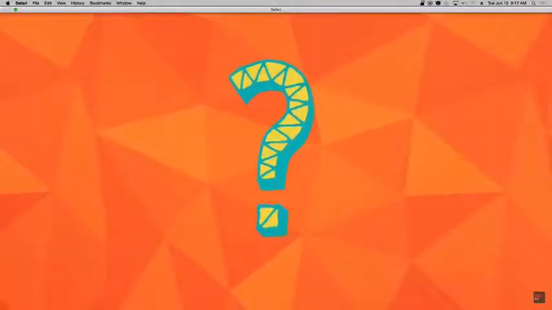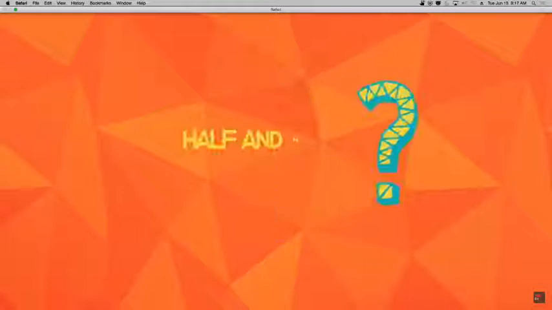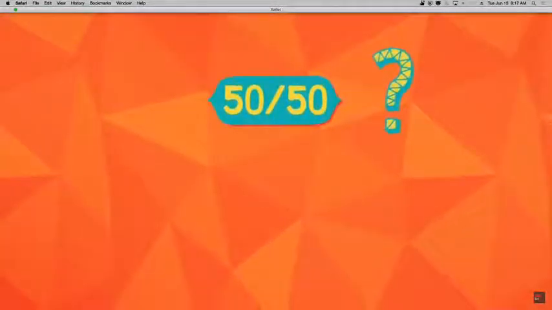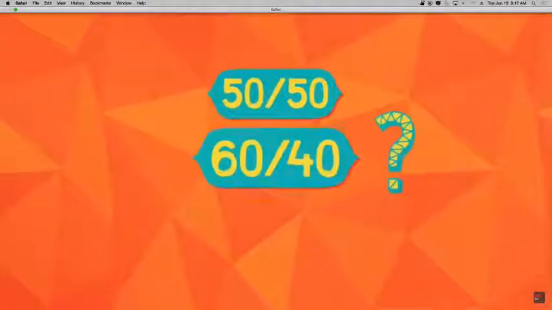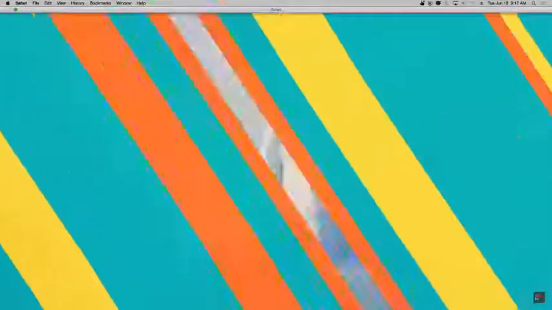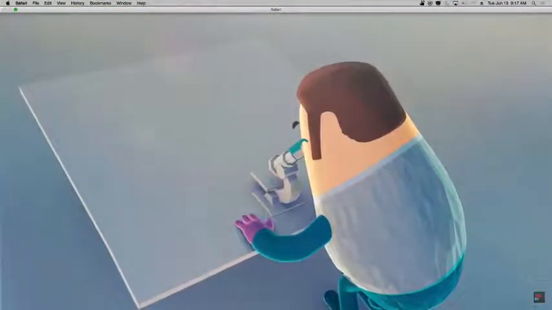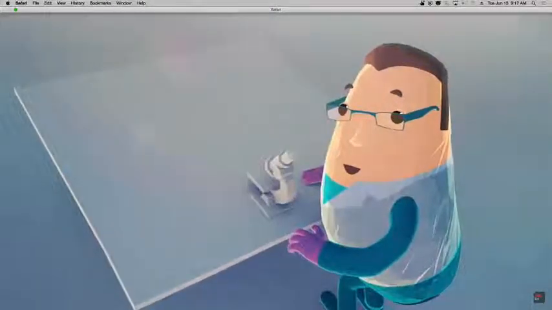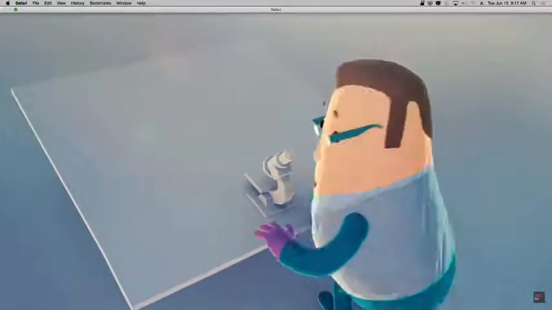Now, how many people do you think there are in each state? Half and half, right? No. Well, maybe. It depends. It could be 50-50, but it could be 60-40 or 15-85 or anything. We chemists have to get our little gloved hands dirty. Well, we're in a lab, so not really dirty, to figure out what the actual distribution of molecules is.